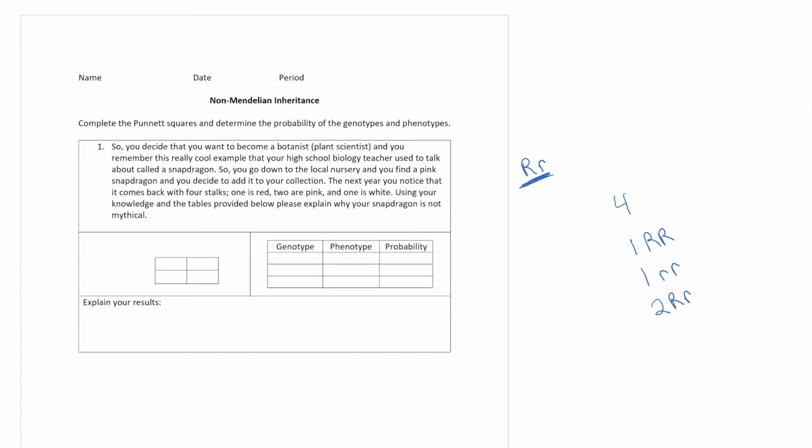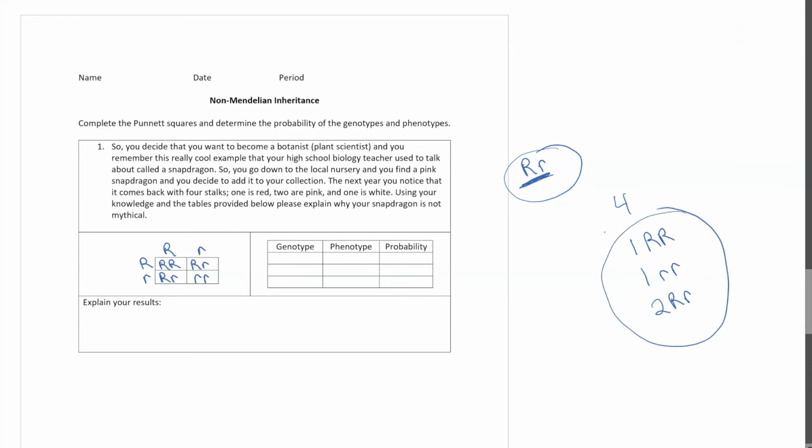Okay, so what was our original parent? Our original parent was a heterozygote. So if I look at it, I've got 2 heterozygotes that I'm crossing. Oh wait, I get 1 red, I get 2 pinks, and then I get 1 white. Oh, doesn't that represent what I previously had? It does. Okay, so it's not mythical. By just looking at this and looking at the numbers, I can figure this out.